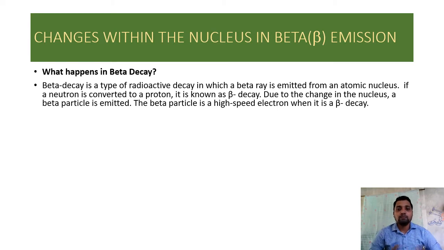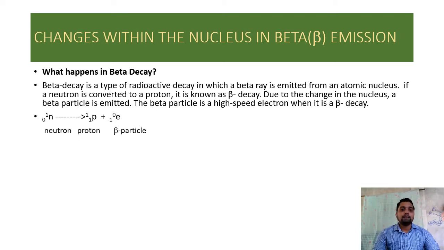When the neutron number is more than the proton number inside the nucleus, and nuclear force is more than electrostatic force, one neutron changes to a proton by emitting a fast moving electron, that is beta. In the general formula, one neutron changes to one proton and one beta particle. Here 1 1 P is the proton, and 0 minus 1 e is the beta particle or fast moving electron.